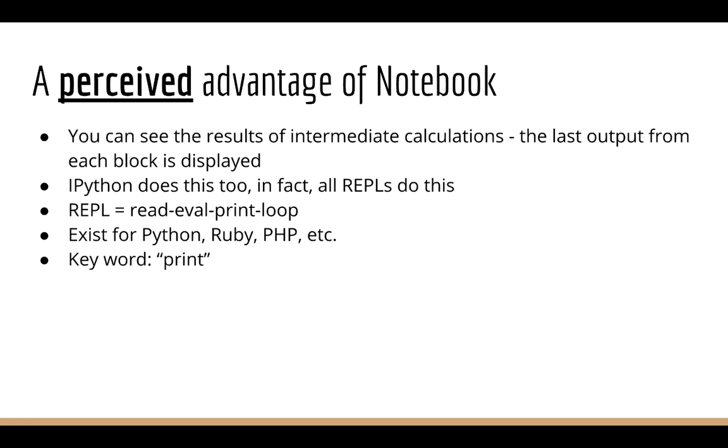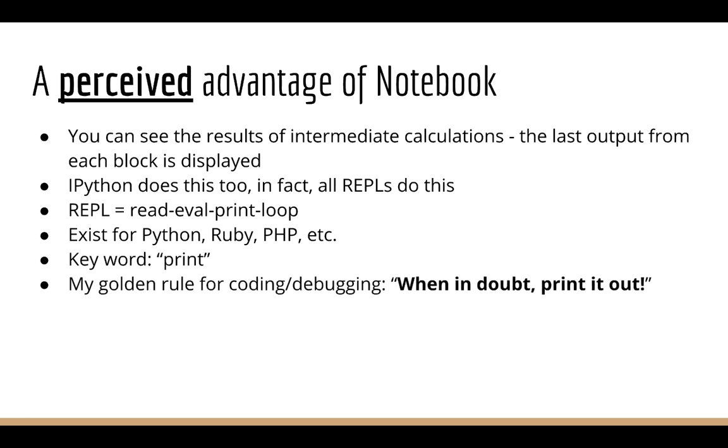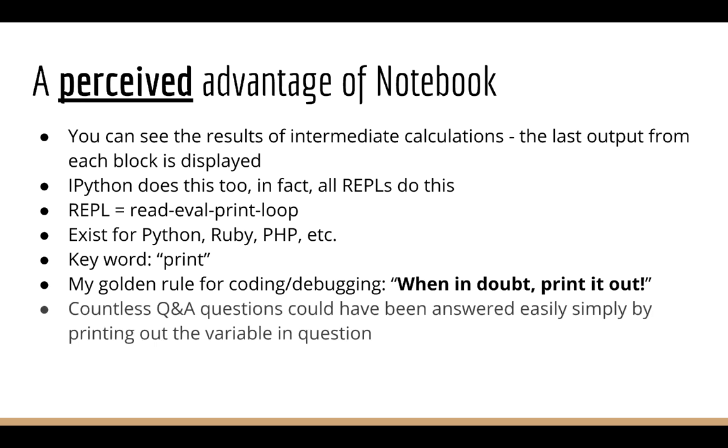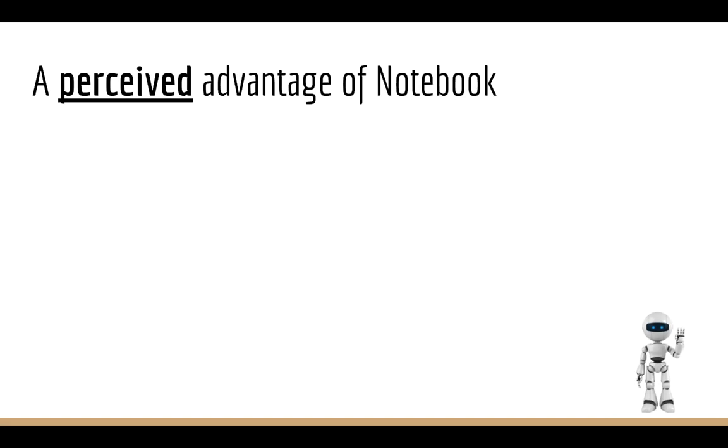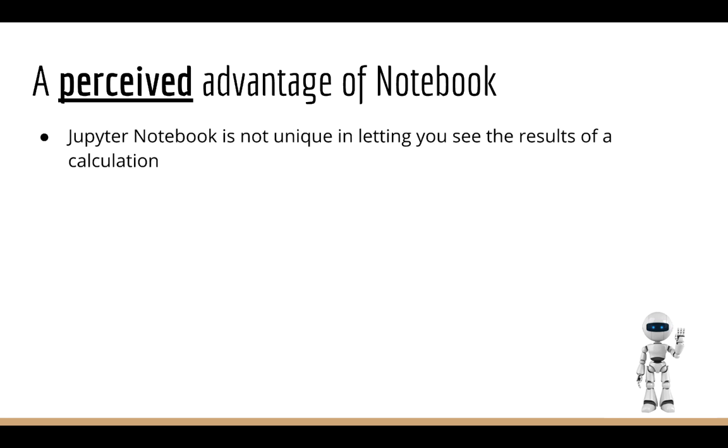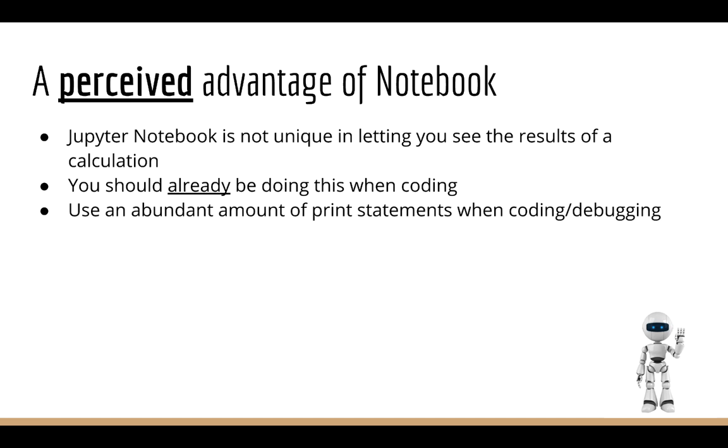Why is that? Well, one of my golden rules for writing and debugging code is, when in doubt, print it out. I can't tell you how many times I've gotten a question on the Q&A when it could have been easily answered by inserting a print statement into the existing code. Anyway, what's the point of this long discussion about printing things out? Well, it's that if you think Jupyter Notebook is the only program that helps you do this, you need to expand your horizons a little bit. You should, in fact, always be doing this. If you're not using an abundant amount of print statements while coding, you are not doing it right.